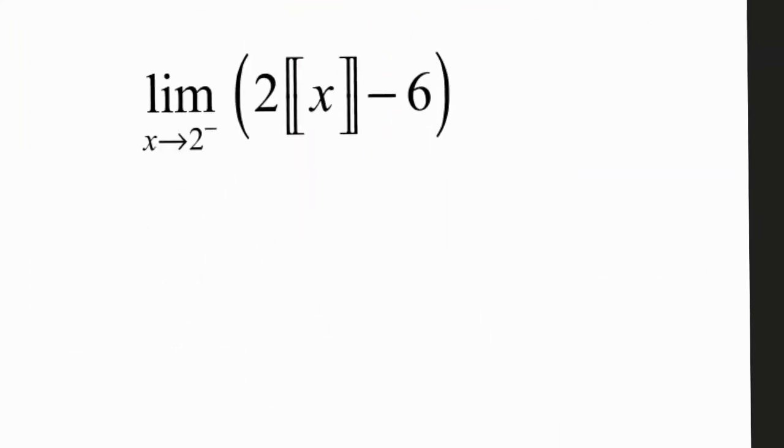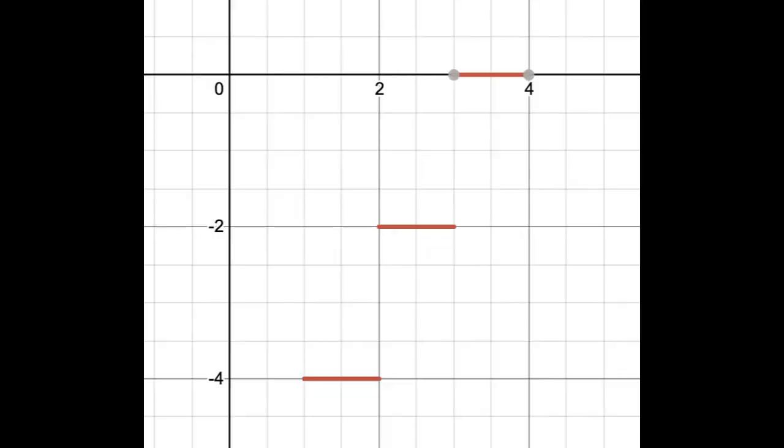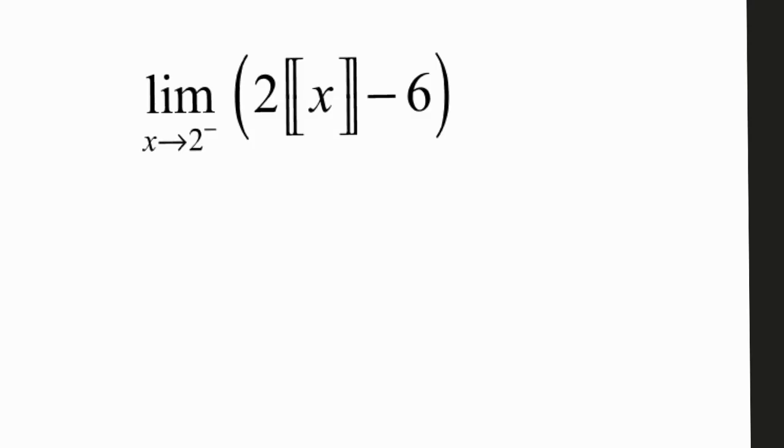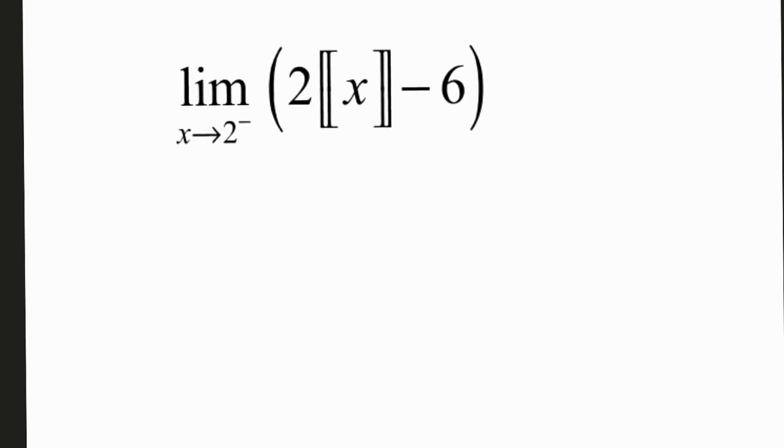This next one, if you remember, is called the greatest integer function. If you don't remember what that looks like, my suggestion is get onto Desmos, type the thing in so you know what it looks like, and you'll be able to look at 2. You're approaching 2 from the left, and you'll see that you have an answer of -4.